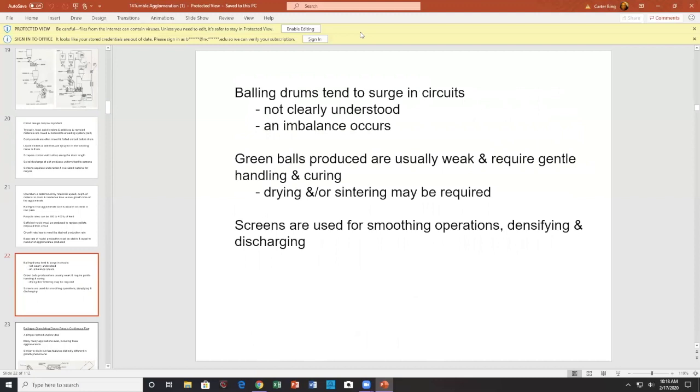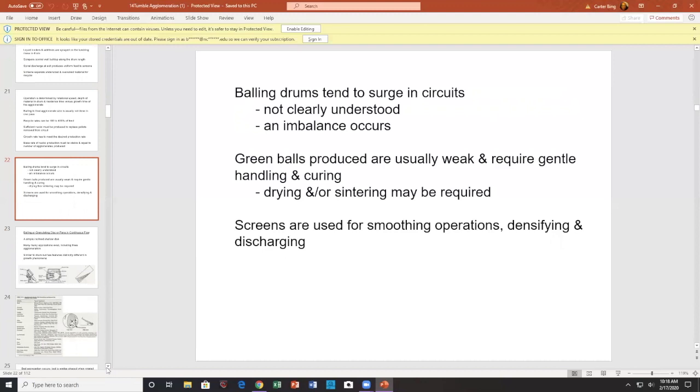Balling drums tend to surge in circuits, not clearly understood. Must be some sort of imbalance. Green balls produced are usually weak and require gentle handling and curing, drying, to harden them; perhaps sintering may be helpful. Screens are used for smoothing operations, densifying, that's interesting, and discharge. Screens are used for densification.